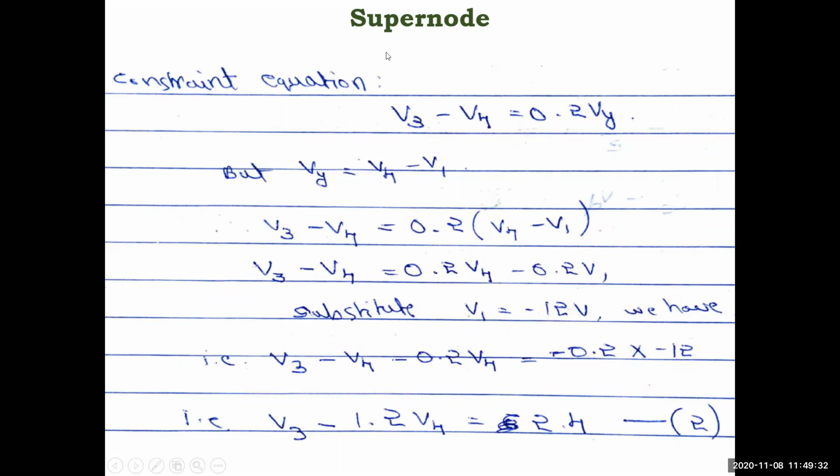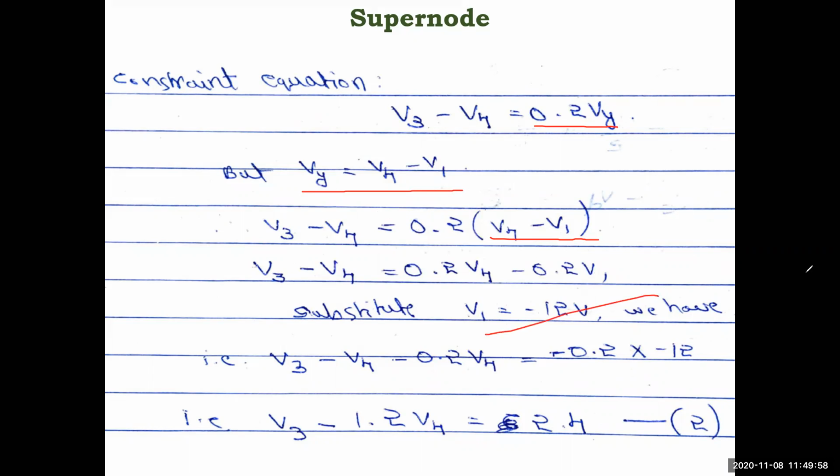Next, the constraint equation for the super node: V3 minus V4 is given as 0.2 Vy. Just look at the network: Vy is equal to V4 minus V1. On the V4 side plus is shown, that's why V4 is plus, then minus V1. So just substitute here: V3 minus V4 equals 0.2 V4 minus 0.2 V1. Now substitute V1 equal to minus 12 volt. I have taken 0.2 V4 to the left side: V3 minus V4 minus 0.2 V4 equal to minus 0.2 into minus 12. I will get V3 minus 1.2 V4 is equal to minus minus plus, 12 into 0.2, so 2.4 you are getting.